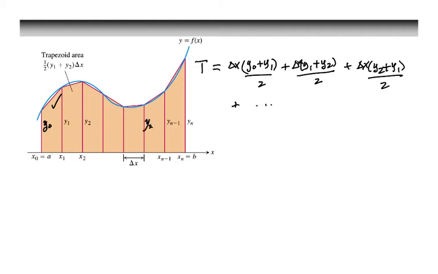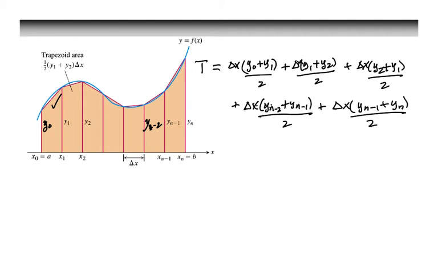The next to the last trapezoid has the height of y sub n minus 2, so its area would be delta x times y sub n minus 2 plus y sub n minus 1, divided by 2, plus delta x times y sub n minus 1 plus y sub n, over 2.